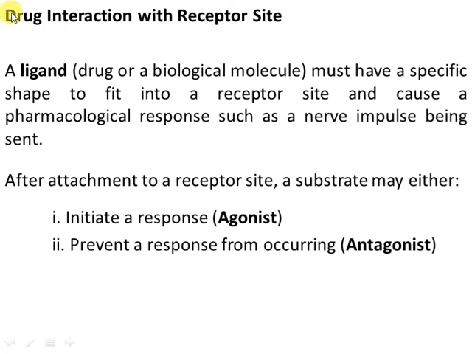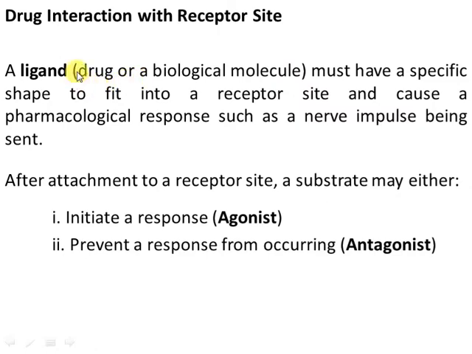So we are considering how a drug interacts with the receptor site. Consider that we have a ligand. Whenever we say ligand in medicinal chemistry, you must have the idea that a ligand can be a drug or it can be a biological molecule. If your system is working properly, then your biological molecules are binding with the receptor and carrying out their function. But because of a certain physiological disorder or disease, this biological molecule is not available or is not able to bind with the receptor.